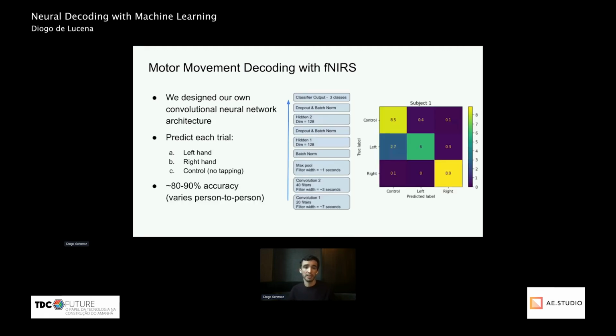For this specific project, we designed our own convolutional neural network architecture, and we got accuracies up to 80 to 90% depending on the person. So we were applying this neural network for each person individually, and getting super high accuracy for those participants, which, as context, is much higher than what people have actually been getting with more traditional classifiers, for instance, linear classifiers that are used in the literature a lot more.